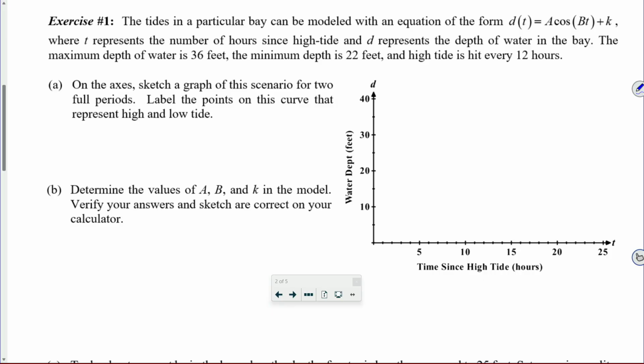The tides in a particular bay can be modeled with an equation of the form d of t equals a times the cosine of bt plus k, where t represents the number of hours since high tide and d represents the depth of the water in the bay. The maximum depth of the water is 36 feet, the minimum depth is 22 feet, and high tide is hit every 12 hours. Letter A. On the axes, sketch a graph of this scenario for 2 full periods. Label the points on this curve that represent high and low tide.